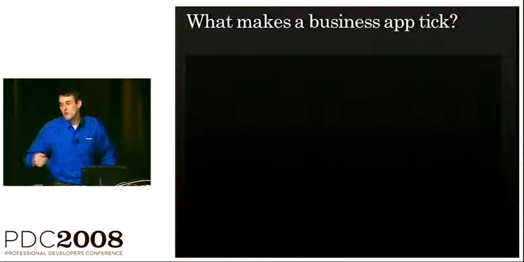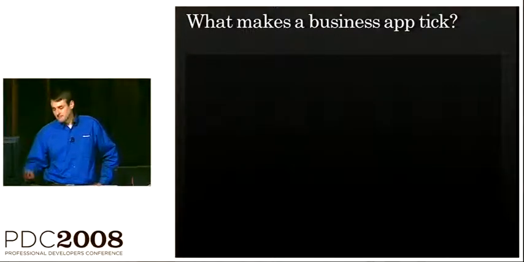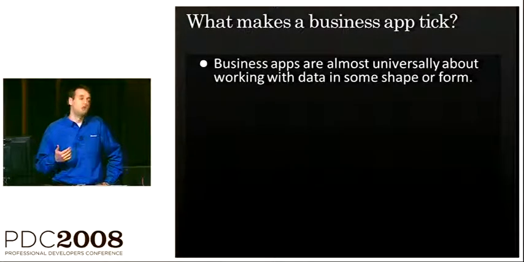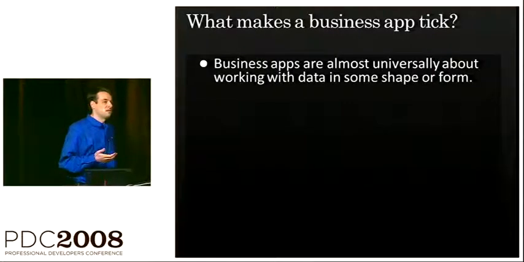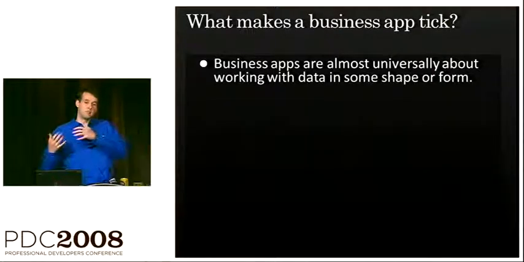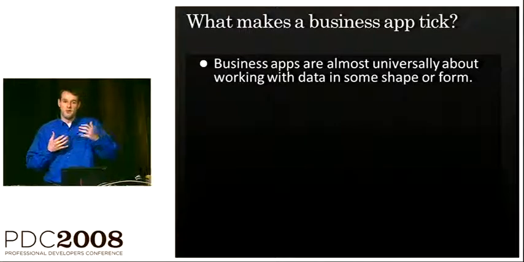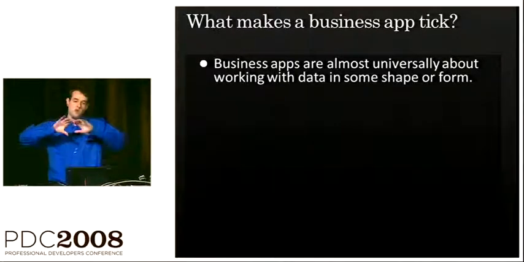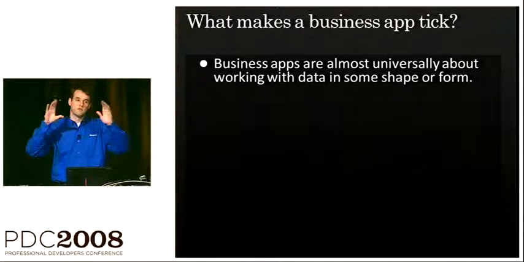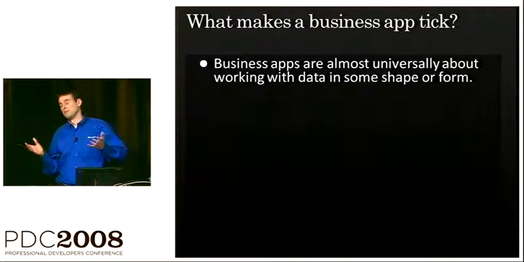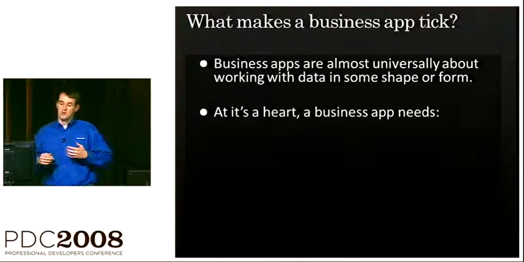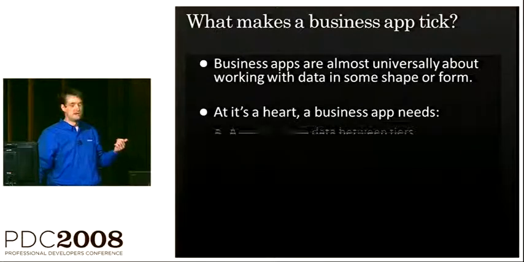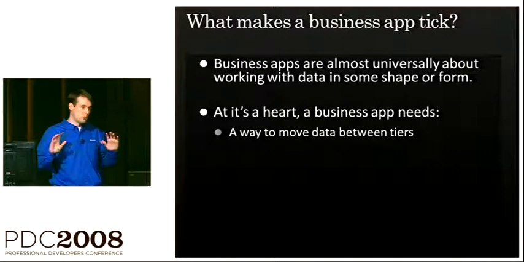So in terms of what makes a business application tick, business apps are almost universally about working with data, shaping data, manipulating data, and applying business logic to that manipulation of the data. Almost all of the rest of the application revolves around that in one shape or another. So the key things you need to be able to do this break down to, at its heart, a business app needs a way to move data between the tiers, right?